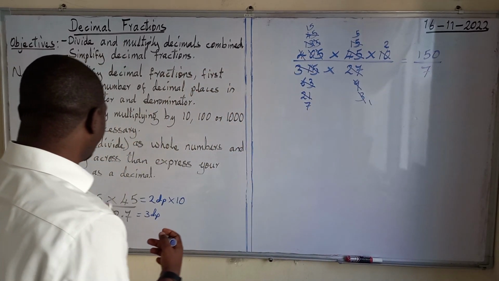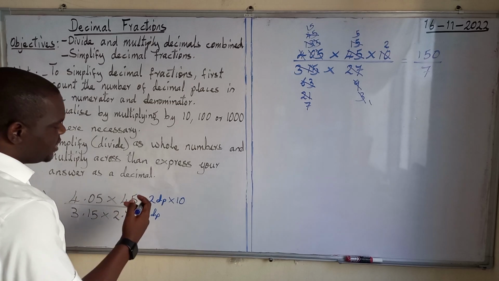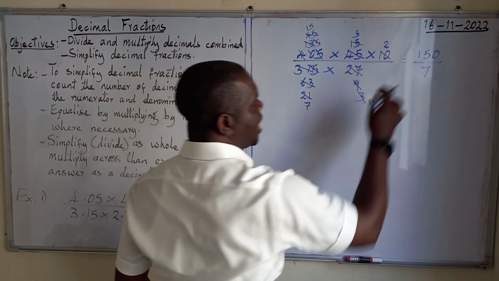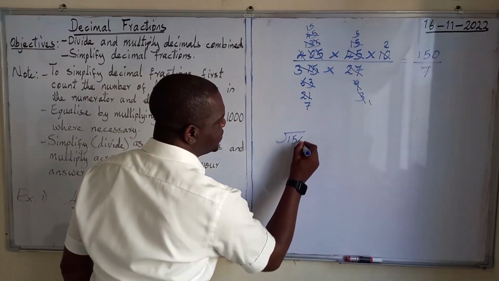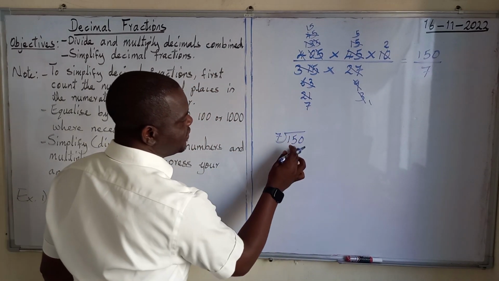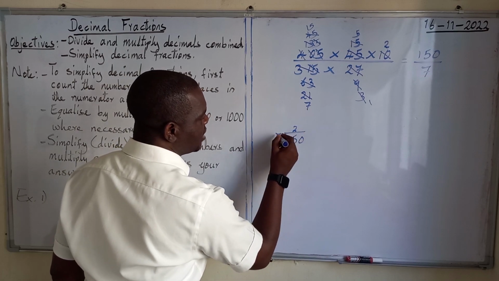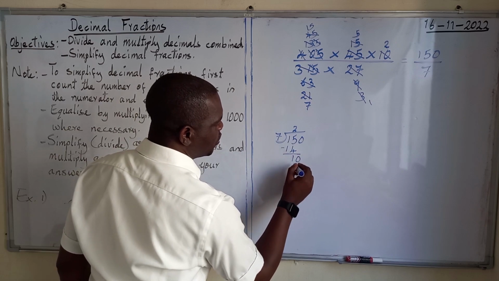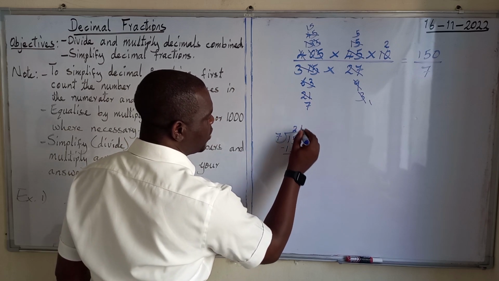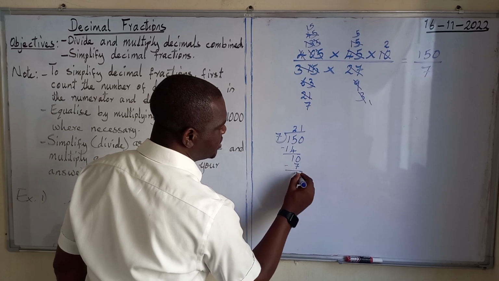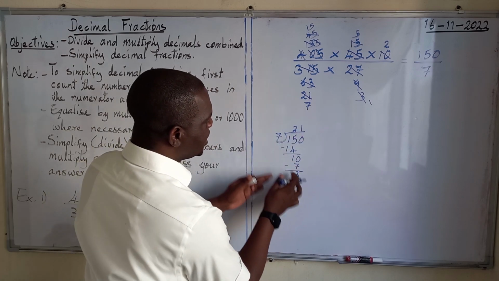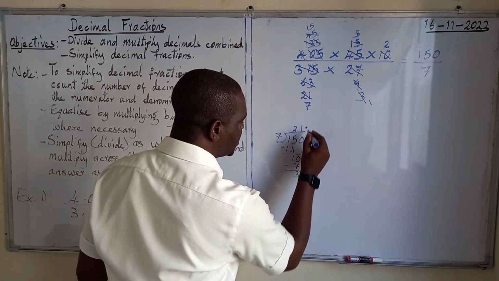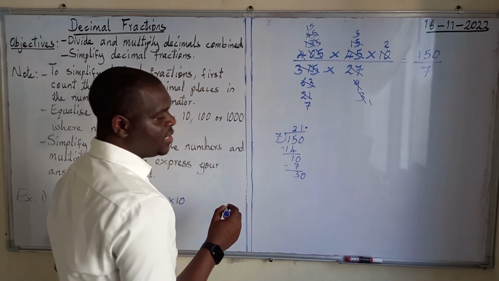Remember, we have to express our answer as a decimal. So this is going to be 150 divided by 7. 15 divided by 7 is 2. 2 times 7 is 14. Difference is 1. And you can bring down 0. 10 divided by 7 is 1. 1 times 7 is 7. Difference is 3. And at this level, 3 is less, and there is no other number to bring down. So we fix a decimal point here, and I fix a 0 behind 3.